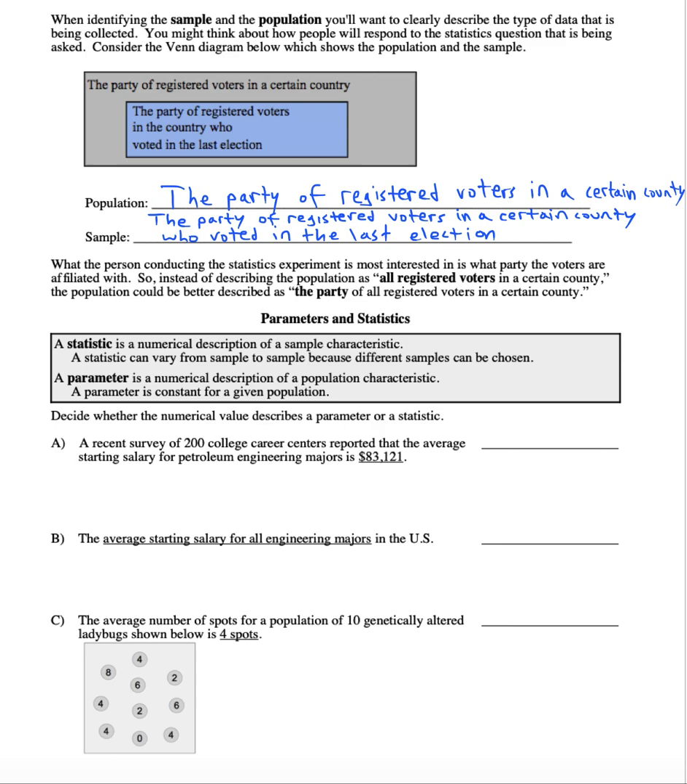Keep in mind that even in an election, mistakes can and will happen. So even the data that we collect from that is never expected to be perfect. That's just part of statistics.